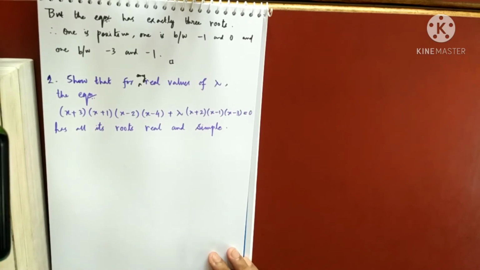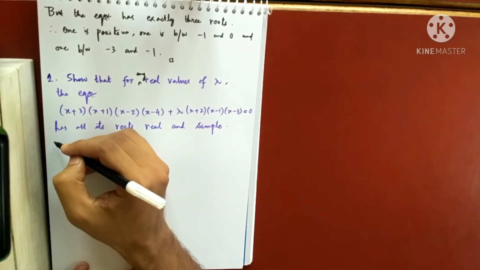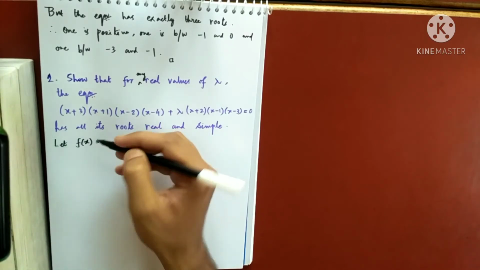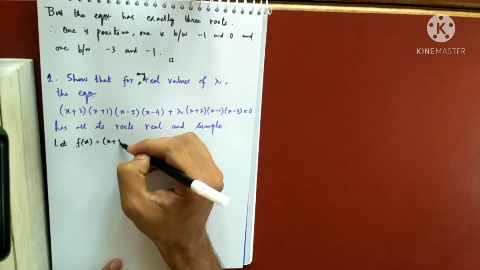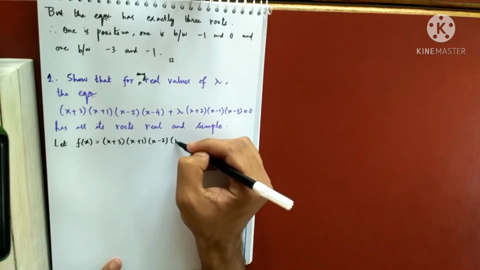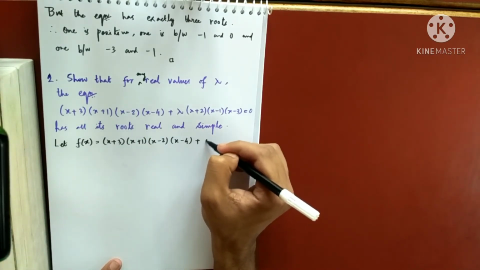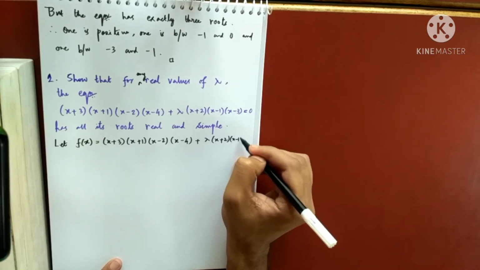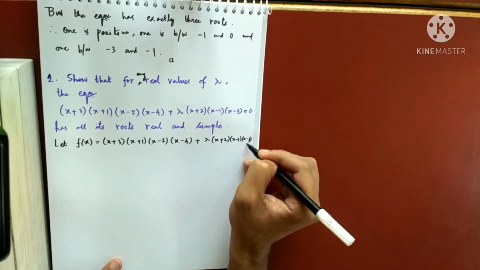4, sir. 4, very good. Okay, so let me just call this first of all a name. So give it a name, f(x) equals this. So let me again write that (x+3)(x+1)(x-2)(x-4) + lambda (x+2)(x-1)(x-2). Just try to adjust. Okay.